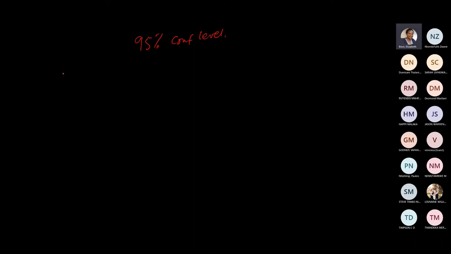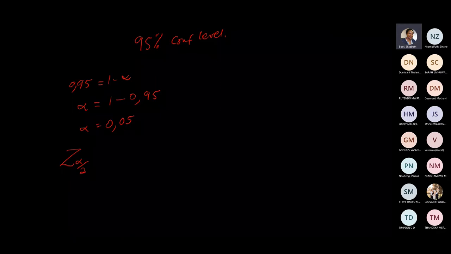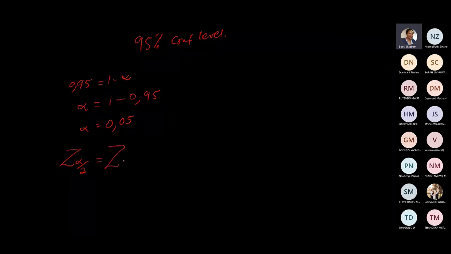Okay, so we know that 0.95 is the same as 1 minus alpha, right? If we make alpha the subject of the formula, we take it to the other side, therefore 1 minus 0.95, so our alpha will be 0.05. Now, in order for us to find Z of alpha divided by 2, we need to find 0.05 divided by 2, and that will be 0.025. So it means we are splitting the sides in half.